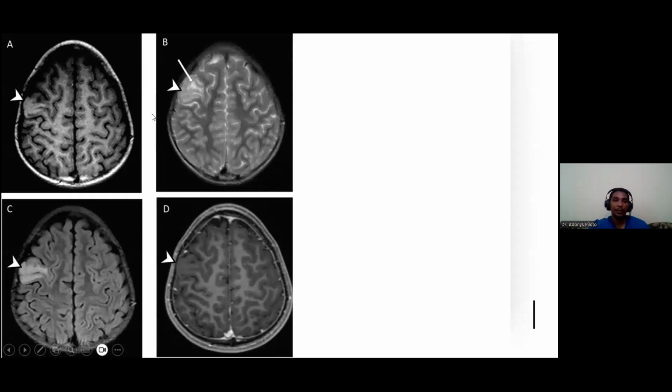This is one of the examples. Again, a very cortical tumor with the same pattern of low-grade glioma.